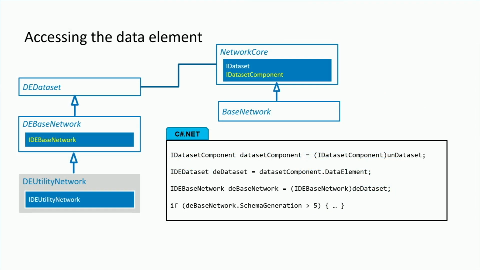OK, now we get to accessing the data element. In this case, in the code snippet on the bottom right, your UN dataset, your IDataset, it's very straightforward to get the data element. All you need to do is cast it to another interface that we have. It's called IDatasetComponent. And then from there, you can directly access that data element, as shown right here.